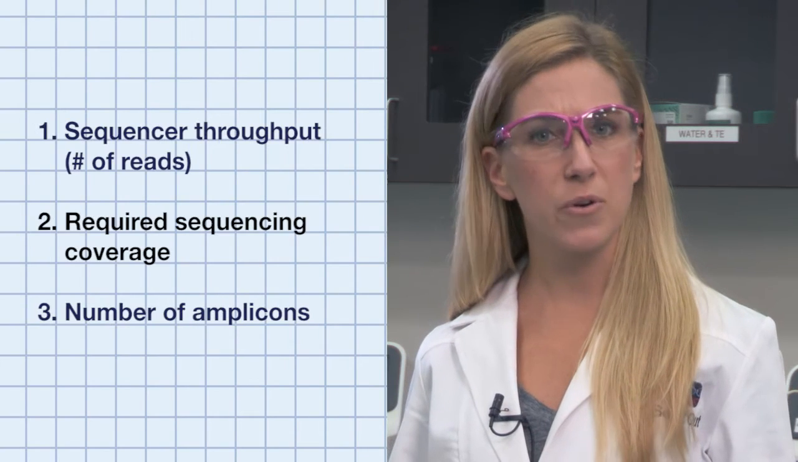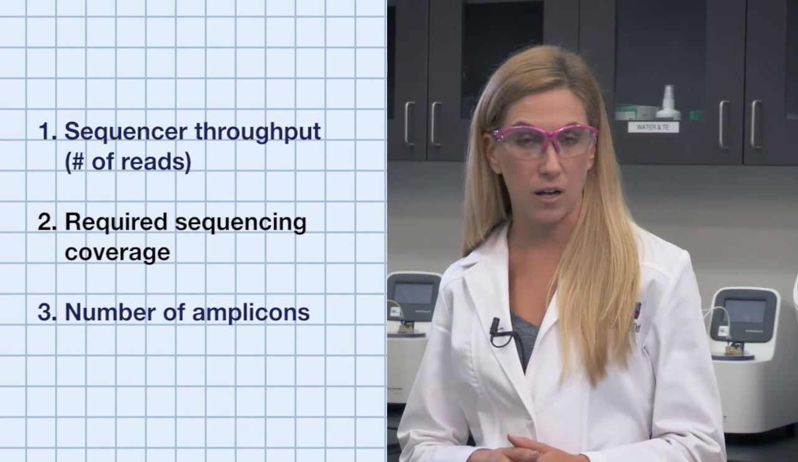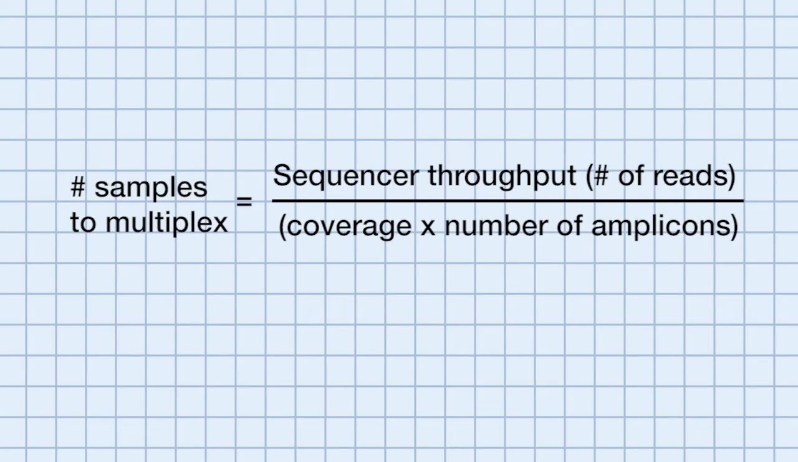For targeted sequencing applications, we can think about the calculation slightly differently, in terms of reads per sample. Since we know the number of amplicons in a targeted sequencing panel, let's say 120 amplicons, for example, we can use this metric instead of genomic target size. To estimate the number of samples we can multiplex, we can modify the equation to be sequencer throughput divided by sequencing coverage multiplied by the number of target amplicons.